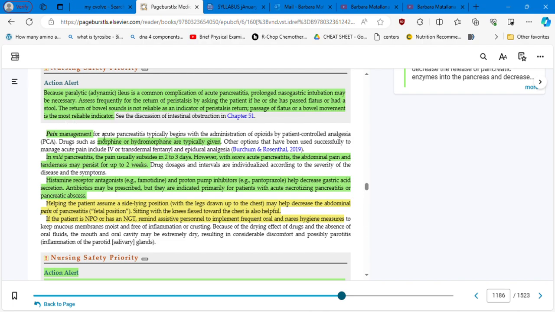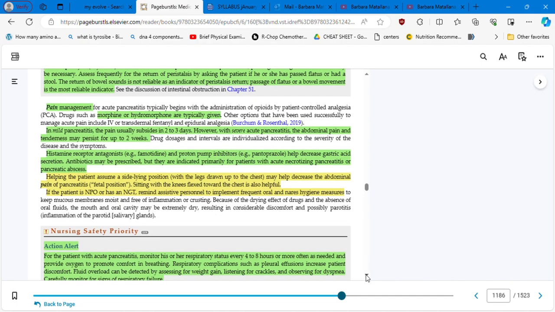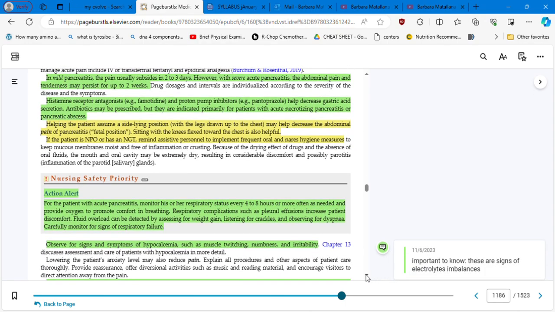So pain management, this patient is going to be given morphine and hydromorphone to treat the pain. In mild pancreatitis, the pain usually subsides in 2 to 3 days. However, with severe acute pancreatitis, the abdominal pain and tenderness may persist for up to 2 weeks or more. And I've seen these patients, they are having a miserable hospital stay with this severe acute pancreatitis.